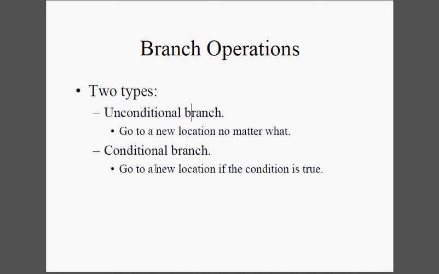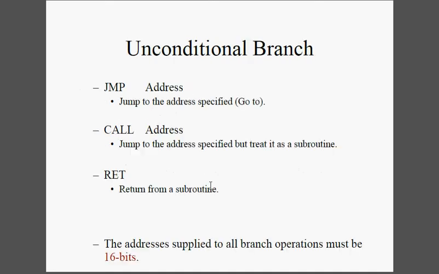And this is the conditional branch: go to a new location if the condition is true. You put a condition there. If the condition is met, then you go to the new location. This is an example of the unconditional branch. Whenever you reach this instruction, it will automatically go to the address that you set here.